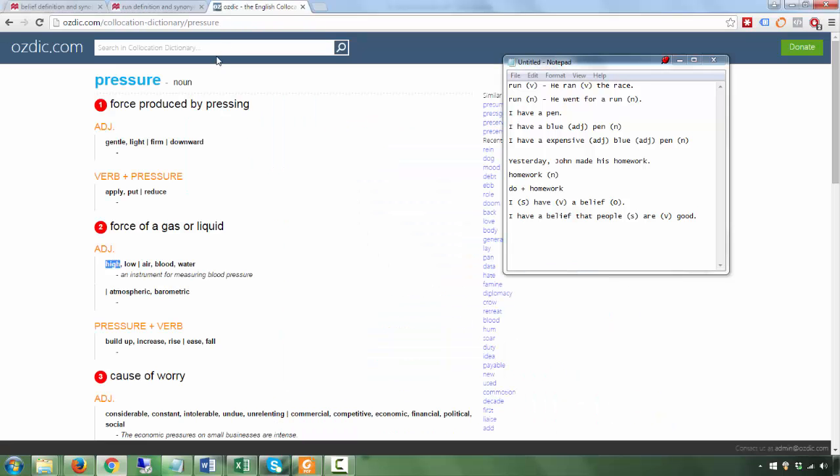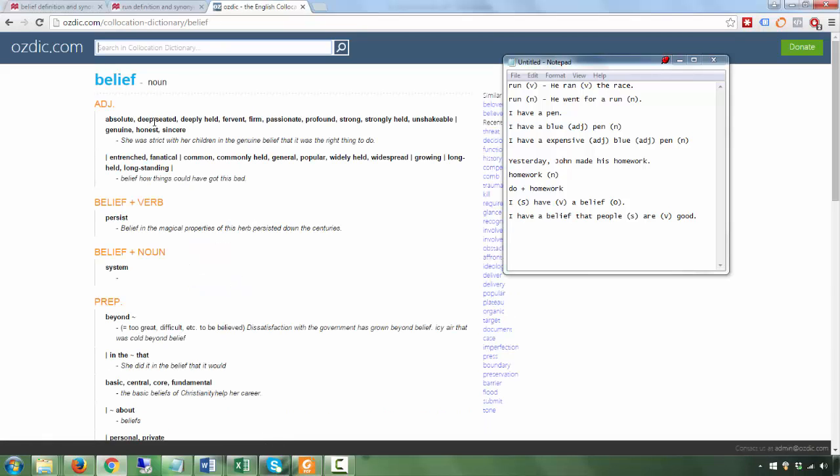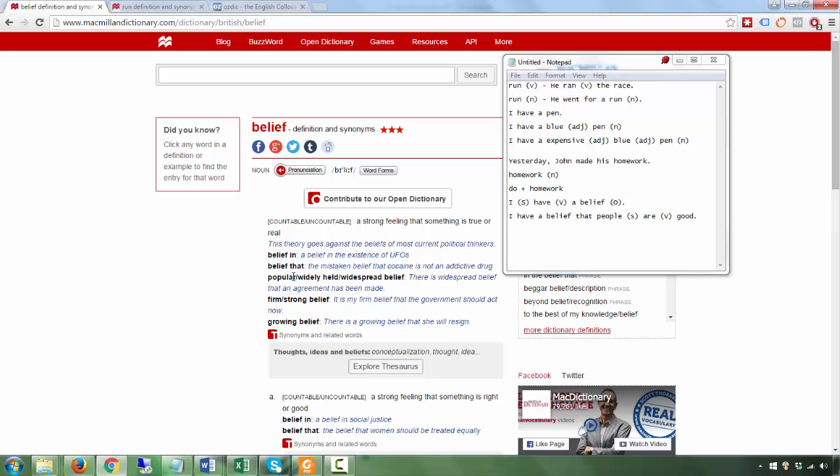If you go to belief, firm, you see, deeply held, strongly held, widely held. So why do they put it in bold? These are so common that they give it to you here, right? And then they also give you the patterns. Believe in, believe that. I'll talk about this pattern later, okay? But believe that plus clause, right? So anyway, this is one dictionary.